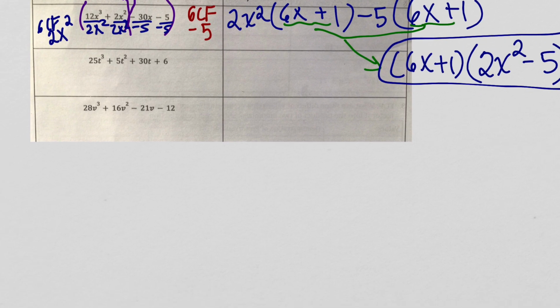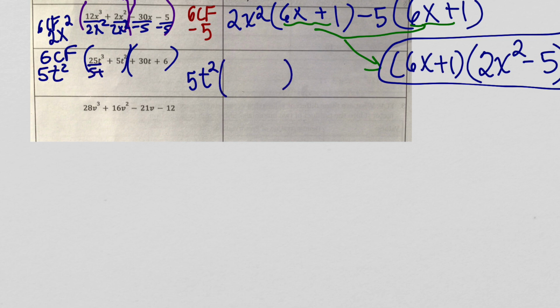All right, let's try this next one here, 25t to the 3rd plus 5t squared, then positive 30t and positive 6. So for this one here, my GCF, I would assume is 5t to the 2nd. So we're going to put that on the outside. Let's see what's in the parentheses when I divide by 5t to the 2nd. 5t is left, plus 1.